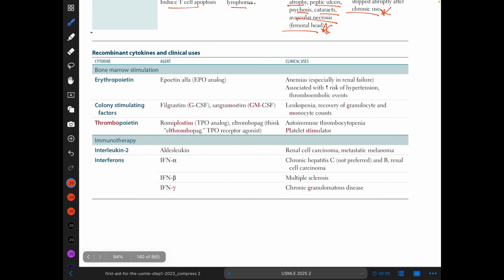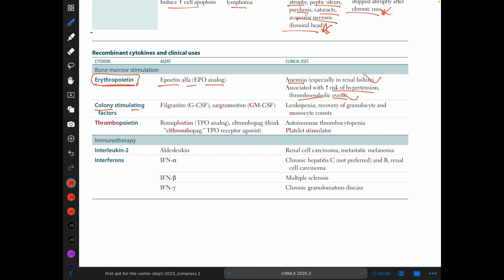Now we are moving to our recombinant cytokines and clinical use. For example, some person having renal failure: you know that erythropoietin is released by the kidney, and they have kidney failure. So for the anemia, especially in renal failure, associated with a high risk of hypertension and thromboembolic events, we are giving Epoetin alfa, an EPO analog. That will stimulate the production of RBCs.